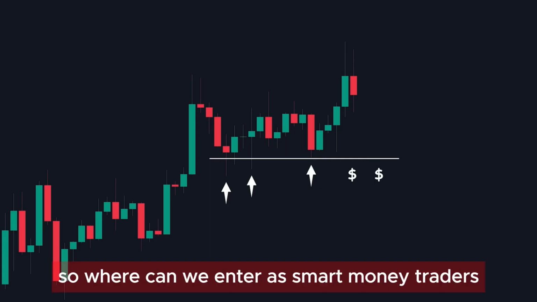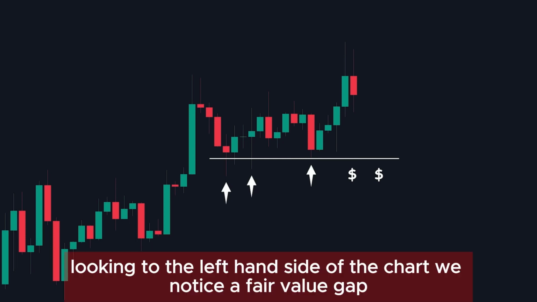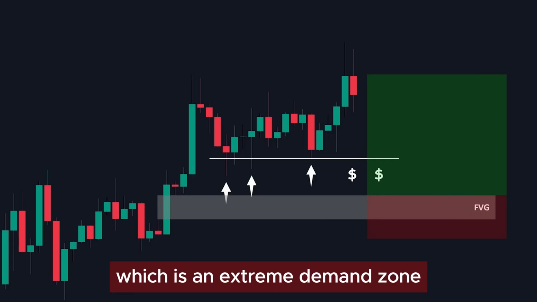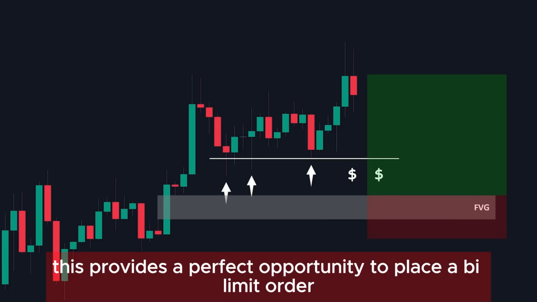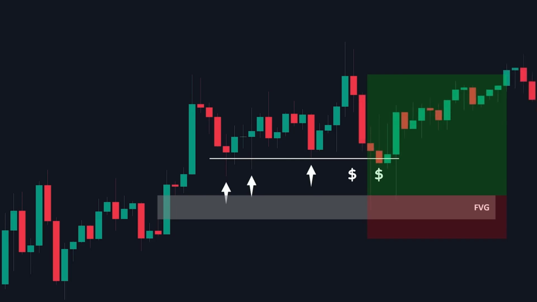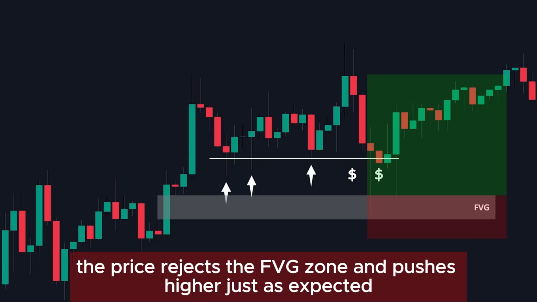So, where can we enter as smart money traders? Looking to the left-hand side of the chart, we notice a fair value gap, which is an extreme demand zone. This provides a perfect opportunity to place a buy limit order at this zone, with the stop loss set below the zone. After sweeping the liquidity, the price rejects the FVG zone and pushes higher, just as expected.